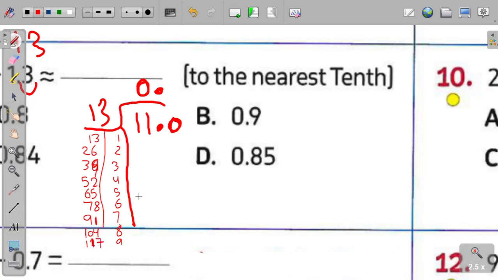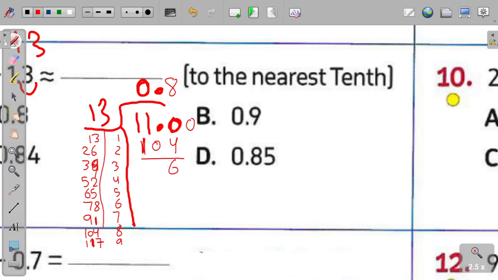Okay, so I have 110. 110 is between 104 and 117, so I will take 104. 104 divided by 13 equals 8, and the remainder will be 6.